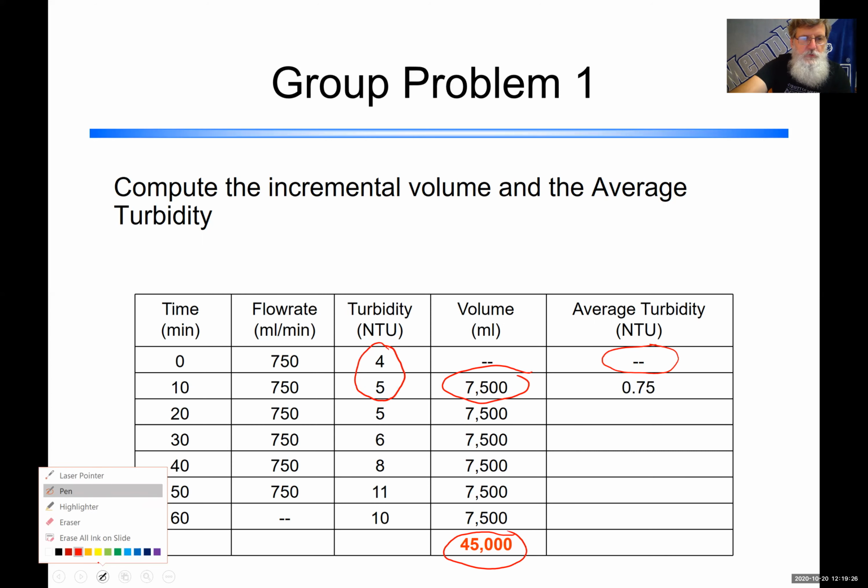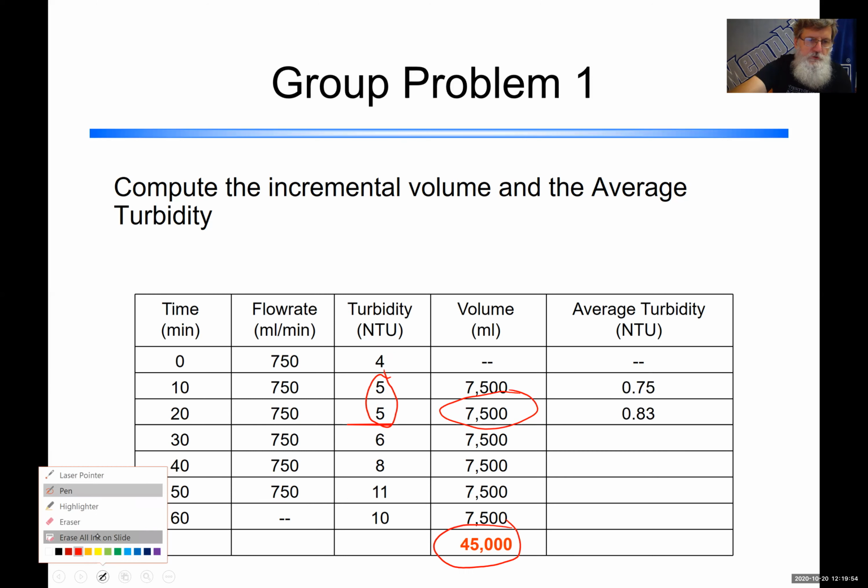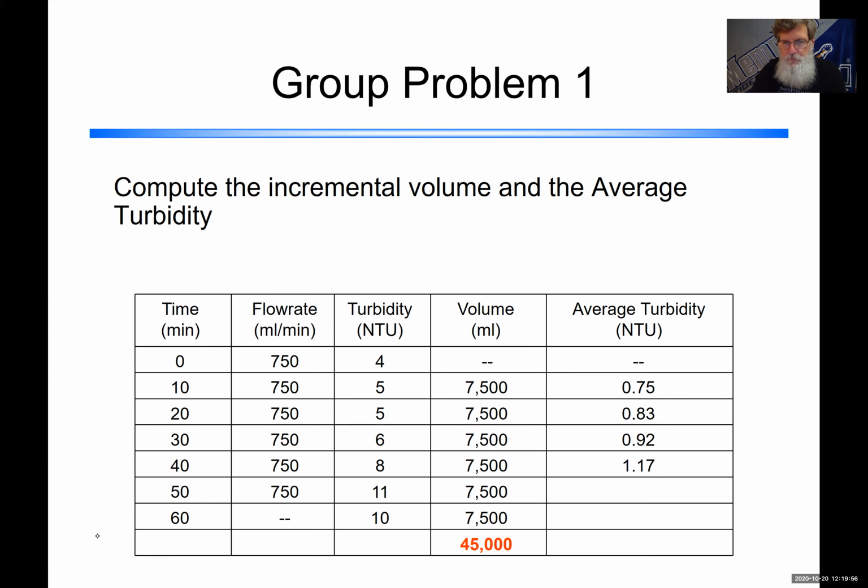And this equation or this process will continue on. So at 20 minutes, I'm going to average the two values at the beginning and end of the cycle at 10 and 20. Multiply them by the volume treated in that 10-minute cycle divided by the total. And when you do that calculation, I got 0.83. And you continue this process all the way down. I won't show you every one of them. I'll just give you my values. When I get to the last one, I'll go show you what that one is.